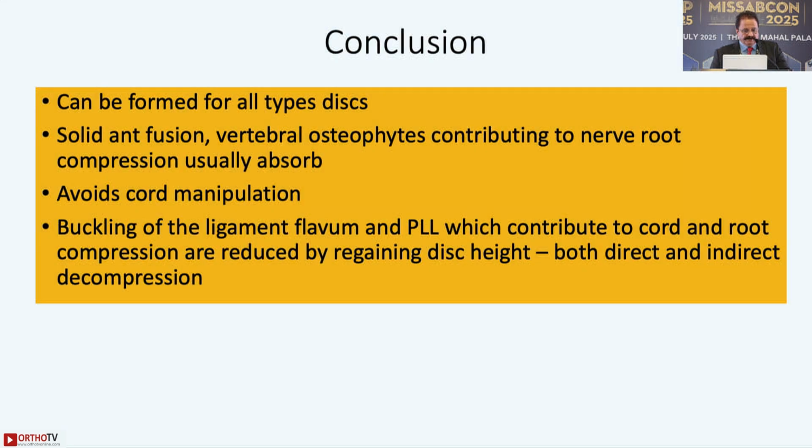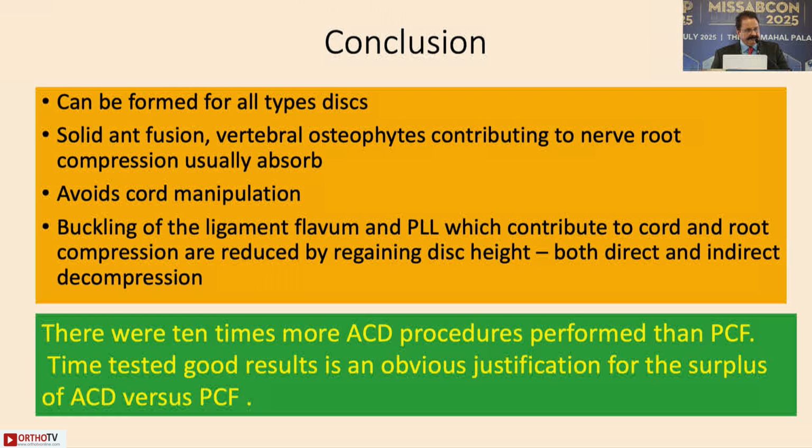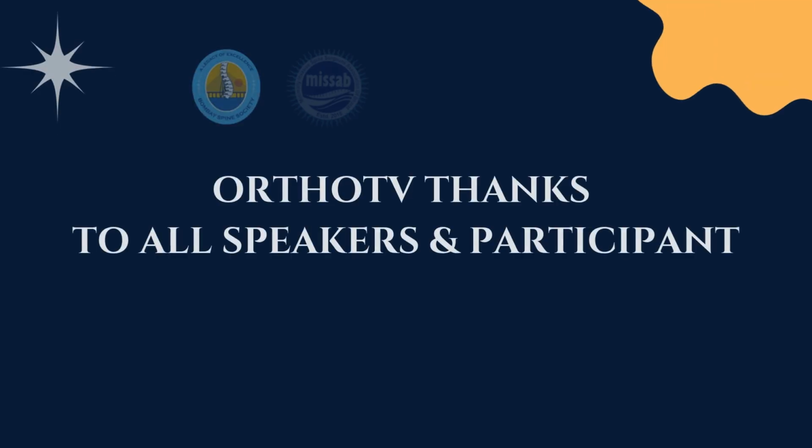So to conclude, anterior cervical discectomy and fusion can be performed for all types of discs. With solid anterior fusion, ventral osteophytes contributing to nerve root compression usually resolve. It avoids cord manipulation, and buckling of the ligamentum flavum and posterior longitudinal ligament, which contribute to cord and root compression, are reduced by regaining the disc height, giving both direct and indirect decompression. There are 10 times more ACDF procedures performed than PCF. Time-tested good results are an obvious justification for the surplus of ACDF versus PCF. Thank you.